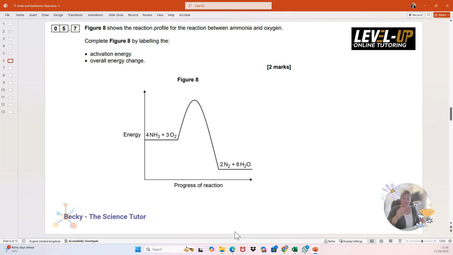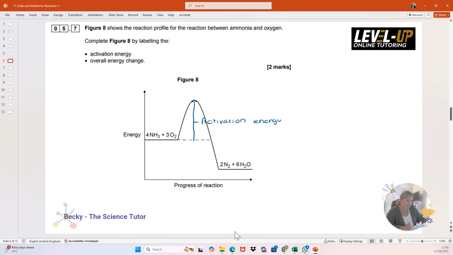So remember, activation energy is how much energy you've got to put in first to get that reaction going. So this is the level of energy that we start with. This is what is already in those reactants, and what we've got to do is take it up to that peak first of all. So this is our activation energy.